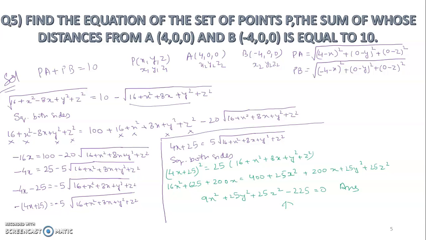So this minus and this minus will be cancelled, students. What are we left with? 4x plus 25 is equal to 5 times the square root of the same value, students. Now again we are squaring both sides.